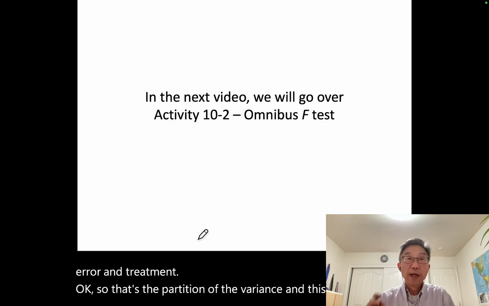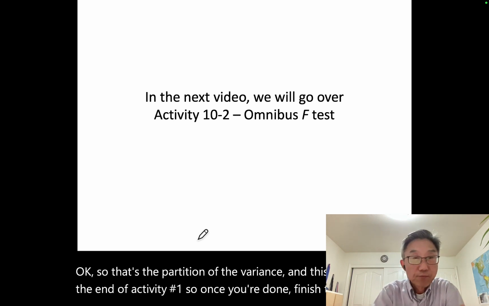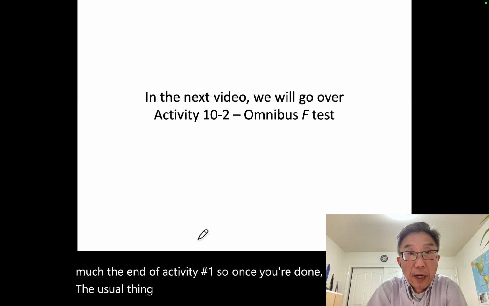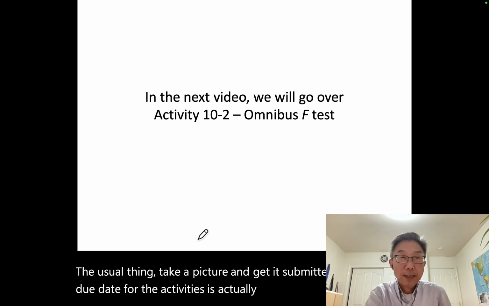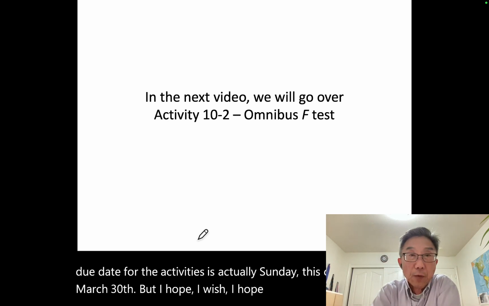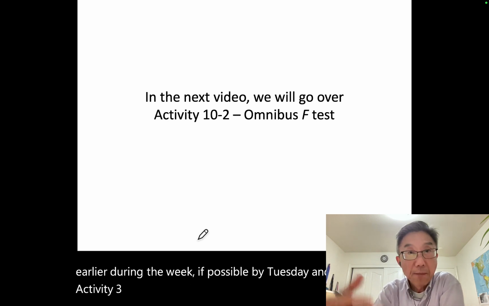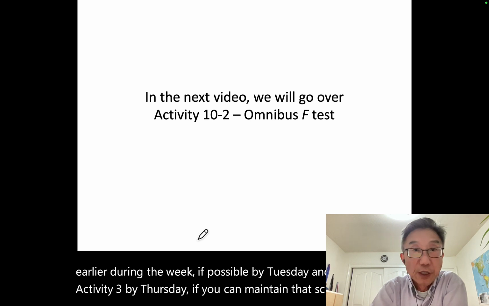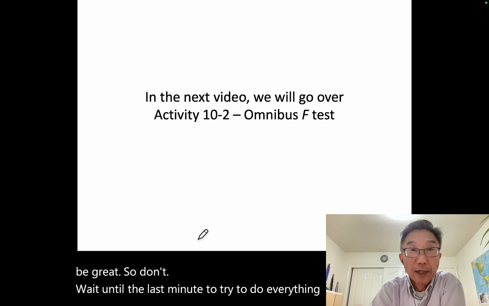And this is pretty much the end of activity number 1. So once you're done, finish this part, the usual thing, take a picture and get it submitted. This time, the due date for the activities is Sunday, this coming Sunday, March 30th. But I hope that you will finish this earlier during the week, if possible by Tuesday, and then activity 2 and activity 3 by Thursday. If you can maintain that schedule, it would be great. So don't wait until the last minute to try to do everything. That's just not a good idea.